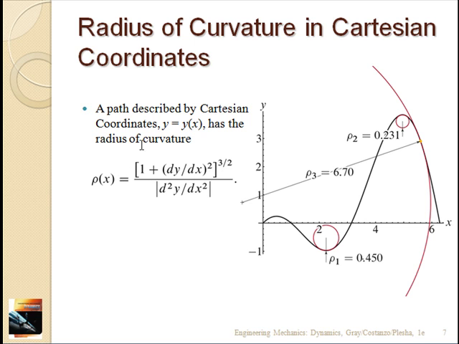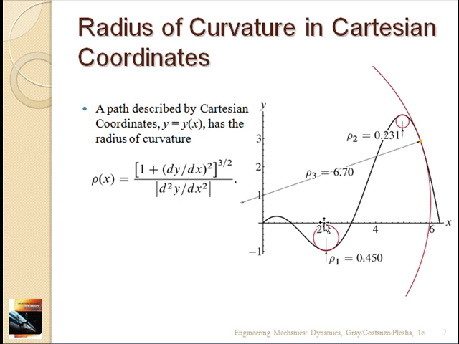And in Cartesian coordinates, we can write it like this. You probably saw this in calculus years ago, and you've probably forgotten it. But the radius of curvature is 1 plus (dy/dx) squared, all that to the 3/2 power, divided by the magnitude of the second derivative of y with respect to x.